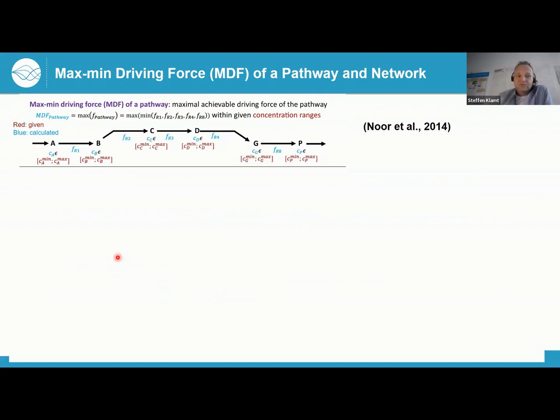We can further extend this to the notion of maximum driving force introduced by Elliot Moore and co-workers, which turned out to be a really useful concept. The difference here is that now the metabolite concentrations are not fixed. Instead, we are given feasible concentration ranges for these metabolites. Now we are looking for the metabolite concentrations that maximize the pathway driving force. That means we are looking for metabolite concentrations that maximize the minimum of all the driving forces of the involved reactions.